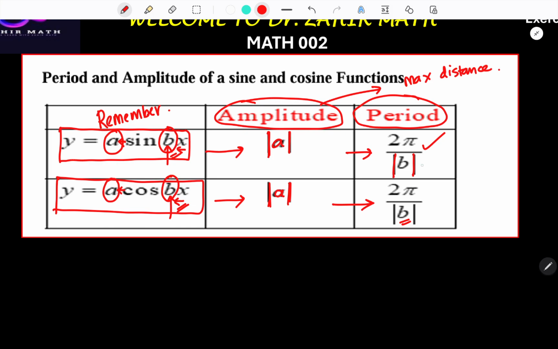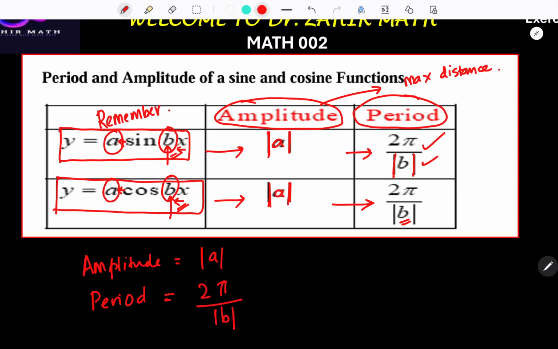Here also the same idea we are going to follow. So please remember, what is the formula for amplitude? Amplitude formula is absolute value of A. What is the formula for period? The period formula is 2 pi divided by absolute value of B. So you need to follow absolute value, keep in your mind. Sometimes a negative will be given, so you should make it positive by using the absolute value.